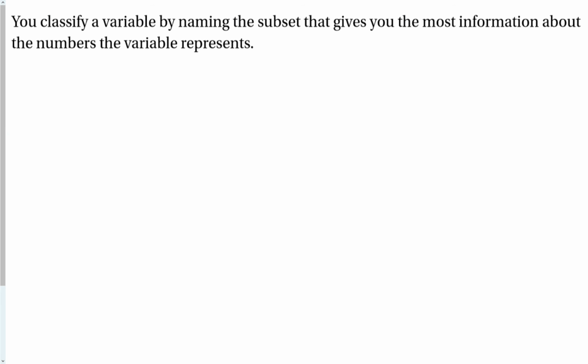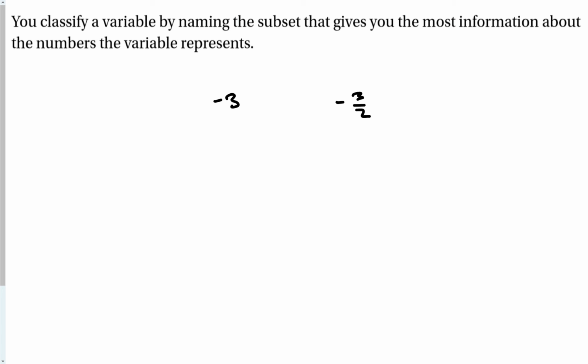Okay? So what we want to do when we're trying to figure out the subset of real numbers that something belongs to is we classify the variable by naming the subset that gives you the most information about the number. Okay, so what is the most specific? If you were going to write the number 3, I would classify that as a natural number. If you were going to write -3, you would classify that as an integer because that is the most specific. Yes, it is a rational number as well, but integer is more specific, right?